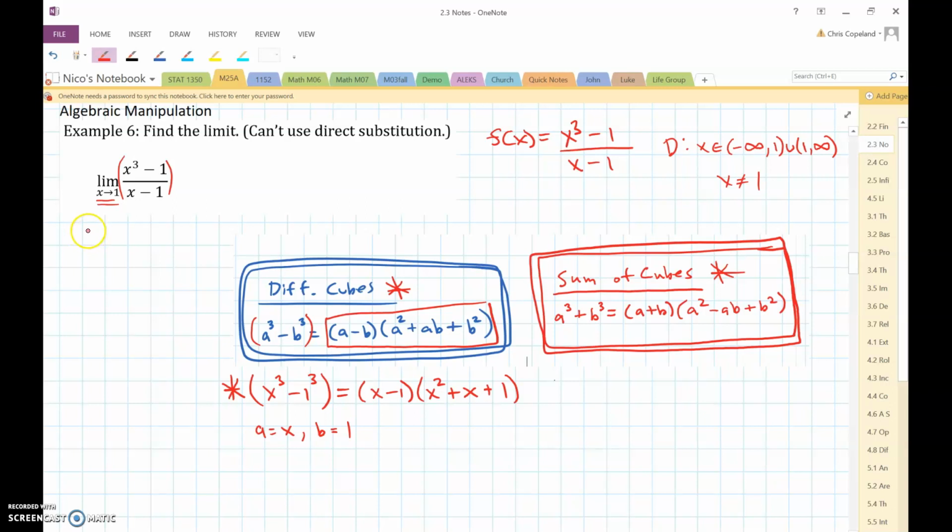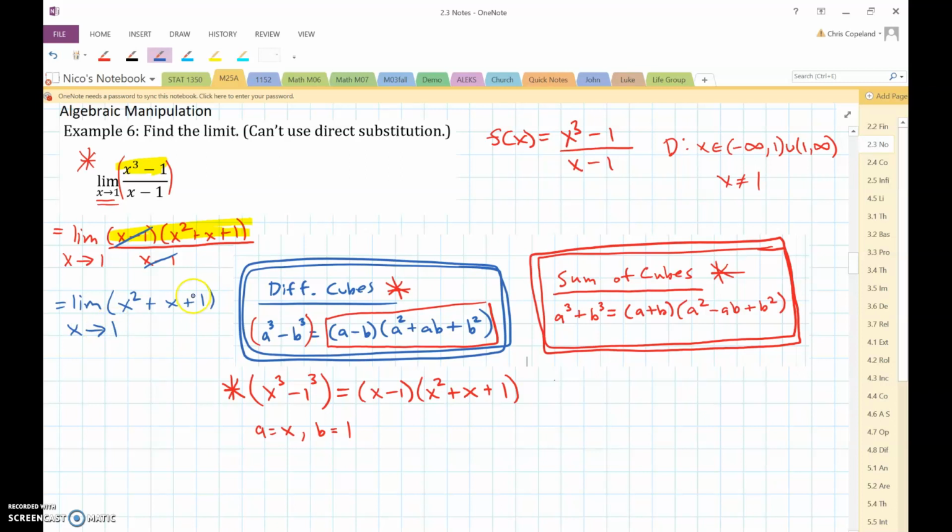Okay, so I'm going to rewrite this as the limit of x minus 1, times x squared plus x plus 1, all over x minus 1, as x approaches 1. So this original limit here equals this limit here. Okay, the numerator, I factored it. Now if you notice here, this limit reduces, so now I have x squared plus x plus 1 as x approaches 1.